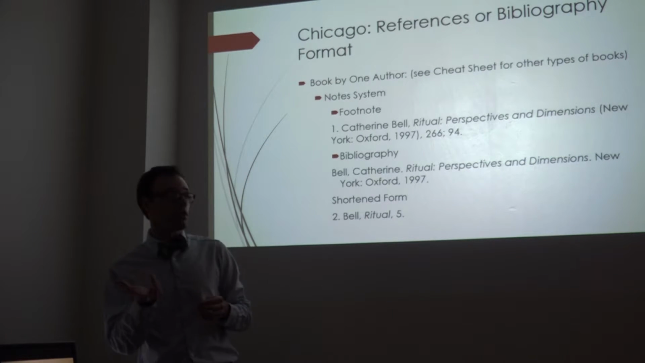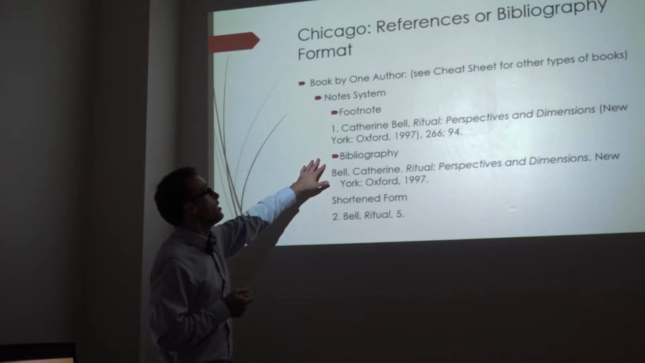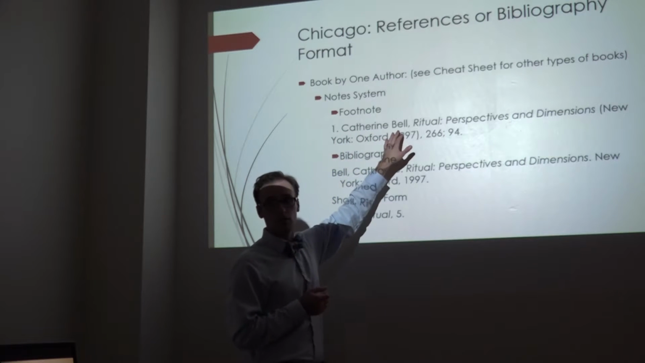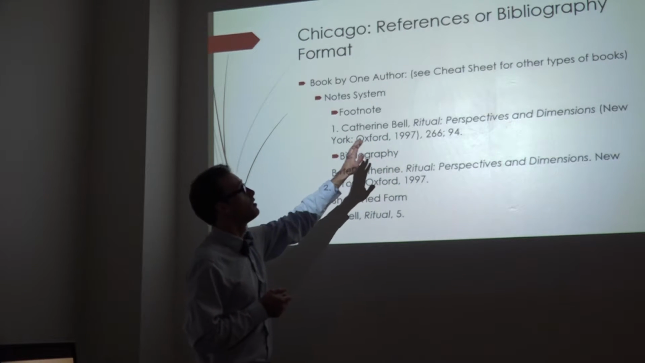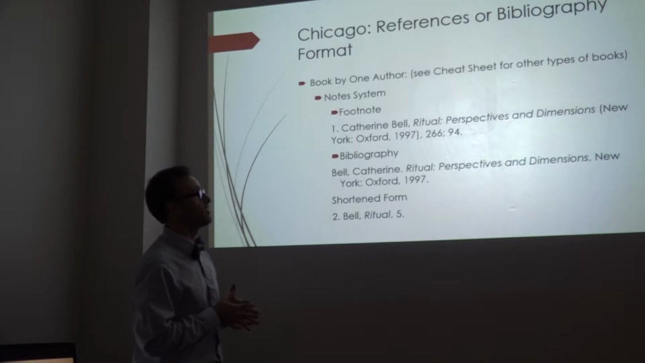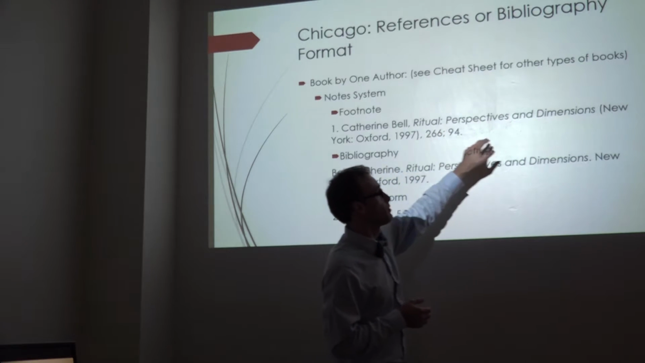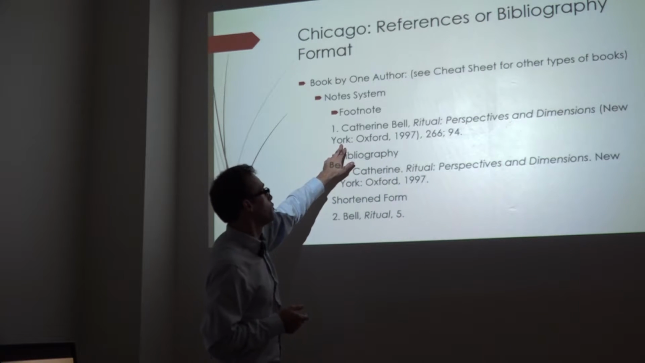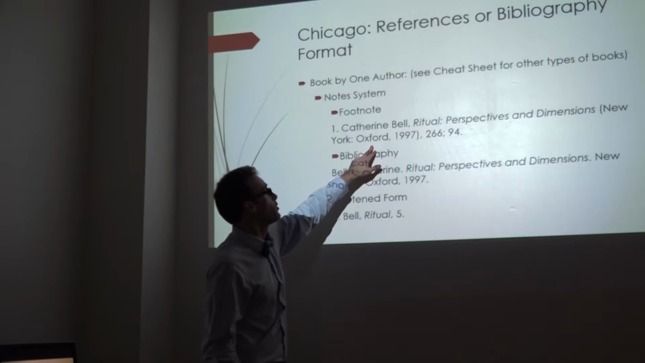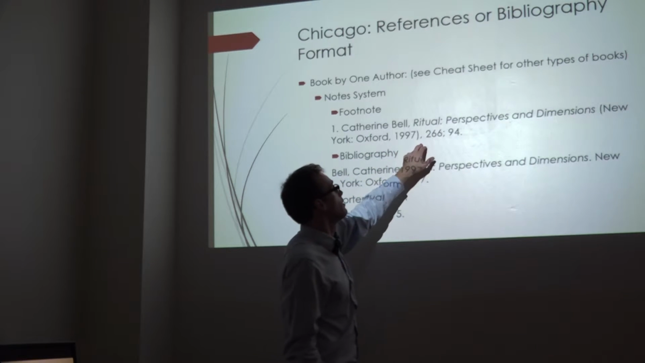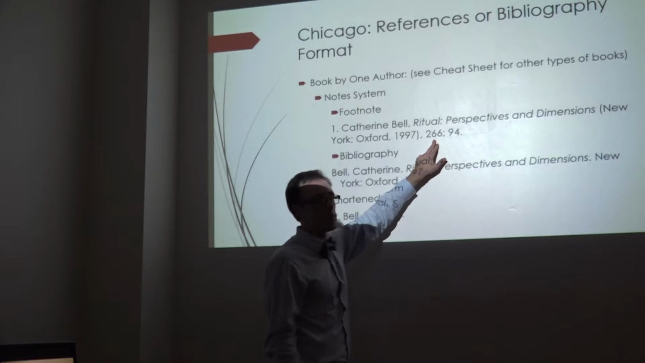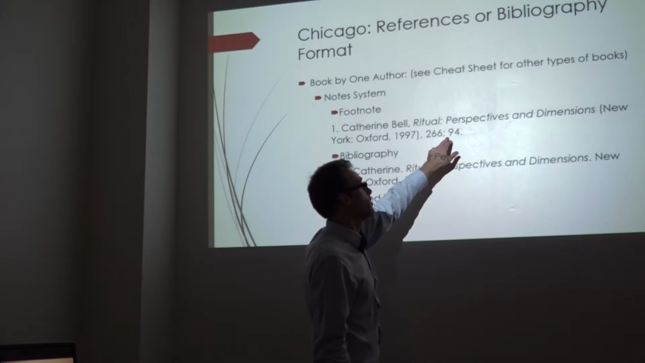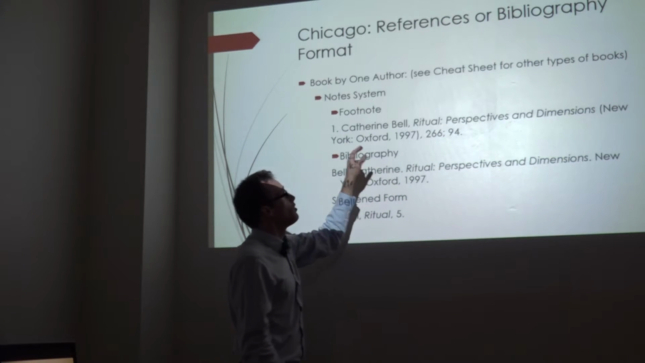So, citing books in the footnote system. In the footnote, you include the first name, then the last name, comma, and then the title of the work in italics, each major word capitalized, then publication information, so New York, publisher, Oxford, the year published, comma, the page where you found your information. If you have another page that you would like to cite, you can use a semicolon and then add that page number.